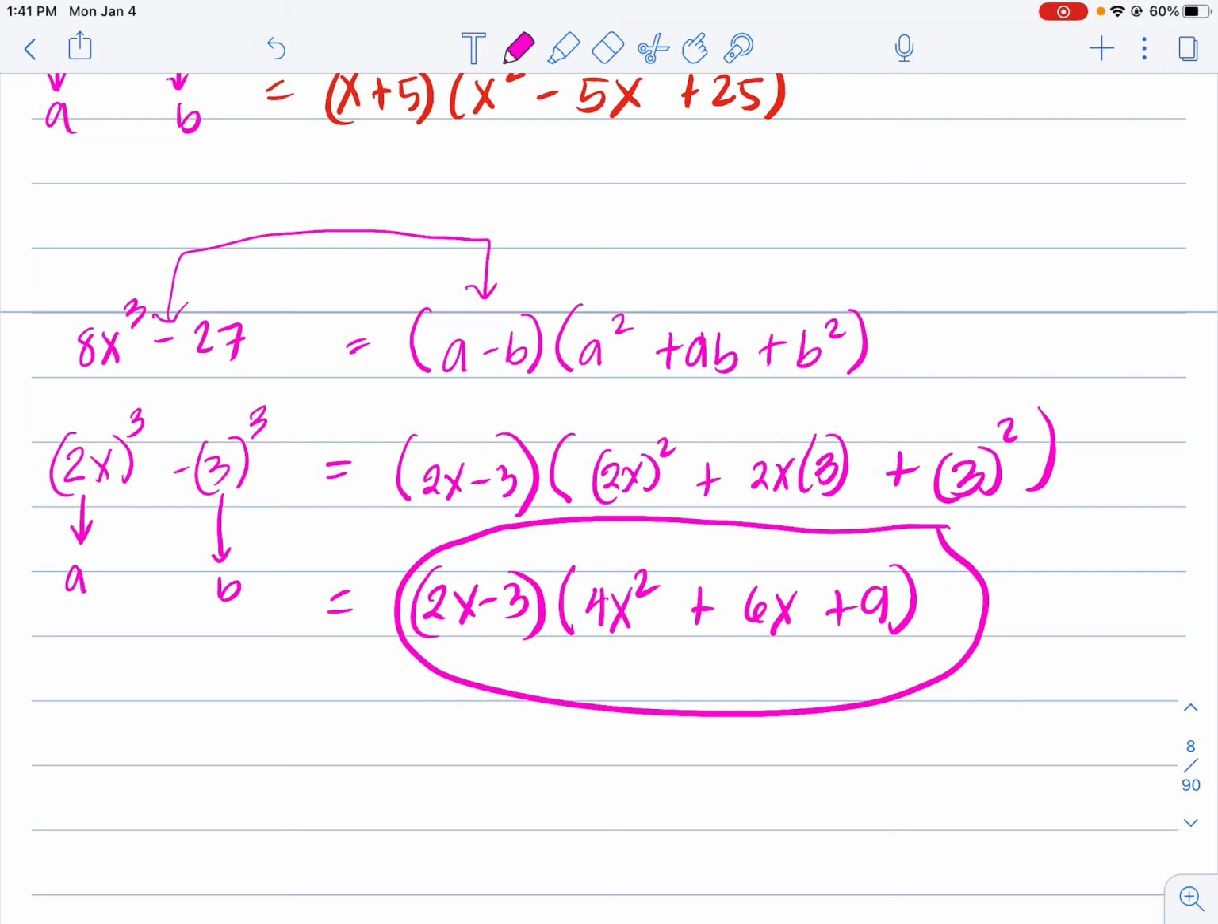Okay, I hope these 4 examples will help you through how to do sum and difference of cubes.